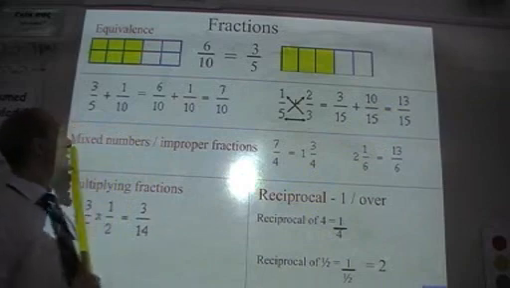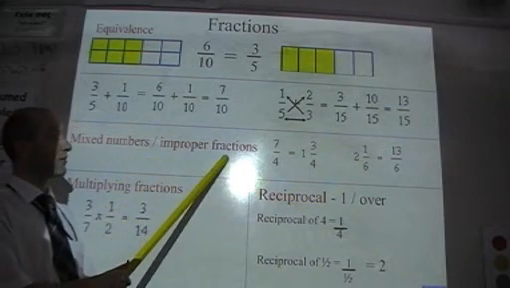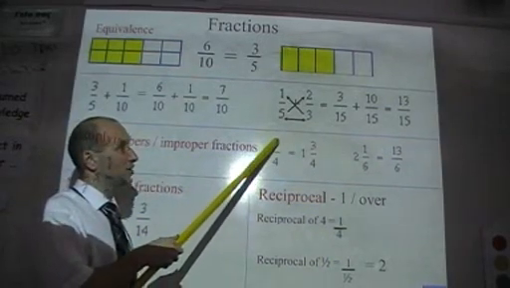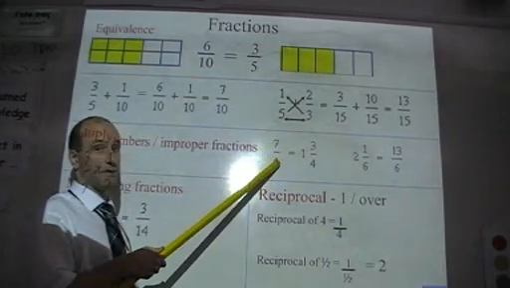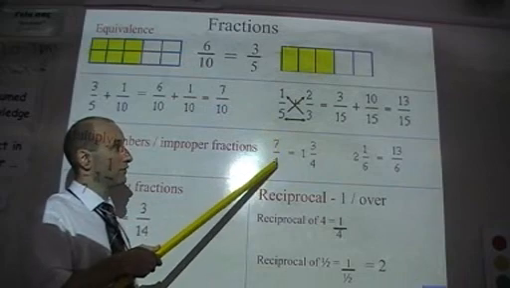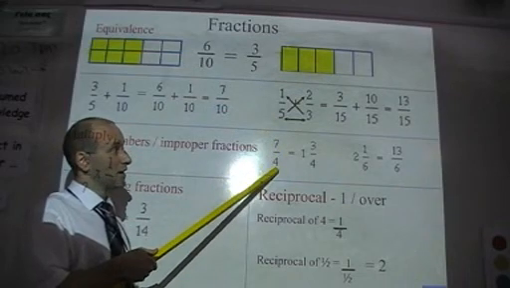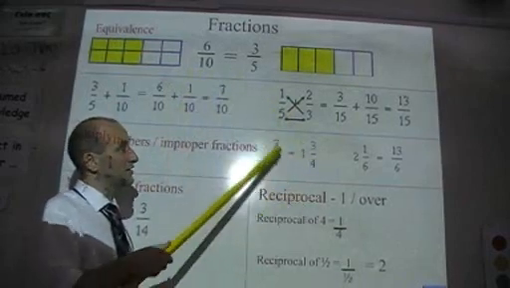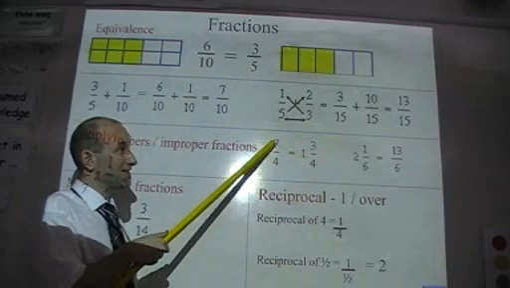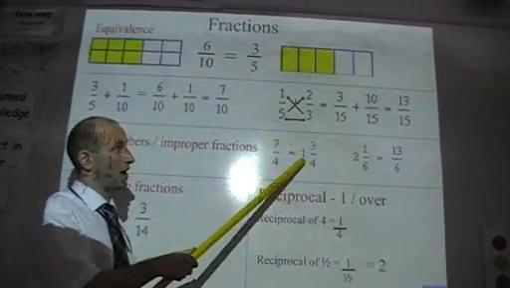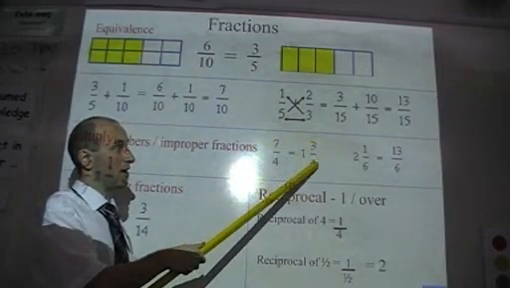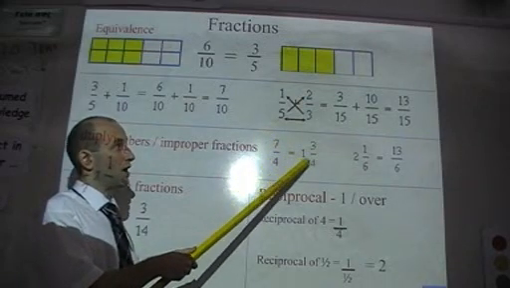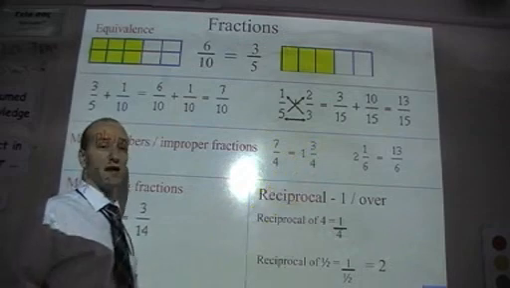Right, here, looking at mixed numbers and improper fractions. An improper fraction is where you have a top number bigger than the bottom. Here I've got 7 over 4, or 7 quarters. A mixed number is where you have whole numbers and fractions. Now 7 over 4, 4 goes into 7 one whole time with 3 remaining. So 7 over 4 is an improper fraction equals 1 whole and 3 quarters as a mixed number.